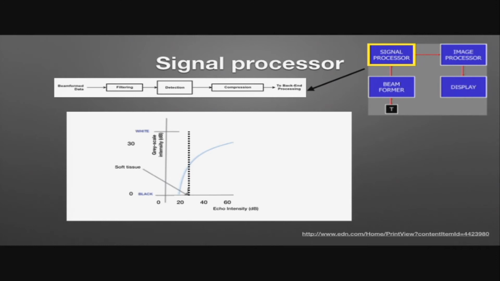Now, this dynamic range can be controlled to a certain extent by the user, and there are buttons on your machines that will be called compression or dynamic range or contrast or something. And that's all about adjusting this dynamic range.